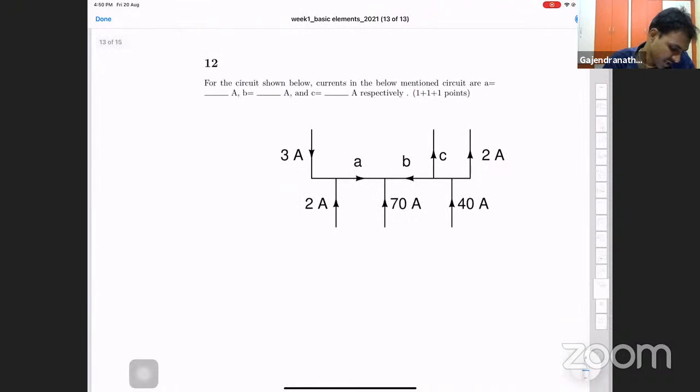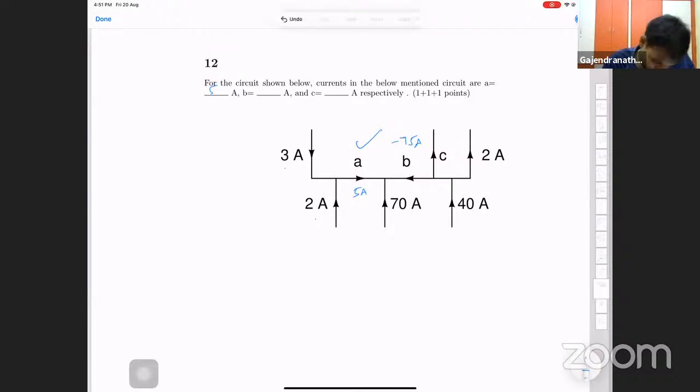The 12th question is, for the circuit shown below, the currents in the below mentioned circuit are, we want to find A, B, C. Where is A? A is here, right? If you apply a KCL, 3 amp is entering, 2 amps entering, so you get 5 amps here. What is B? We know already A, which is 5 amps. This guy is 70, so 75 amps. Minus 75 amps will be B, because the current is coming like this, but the actual current is going that way, so B should be minus 75.